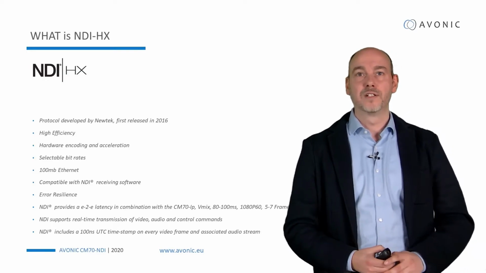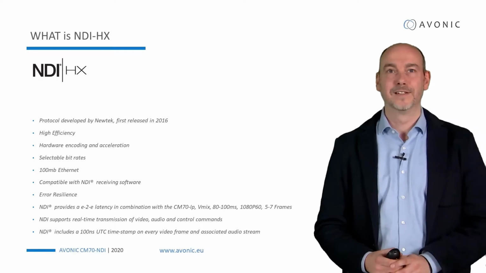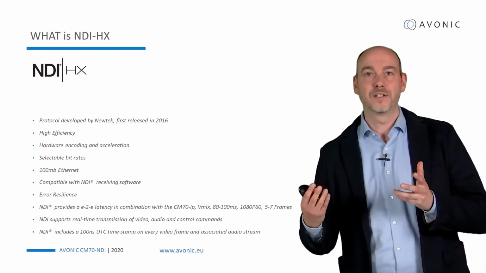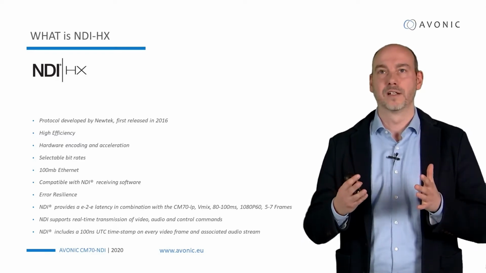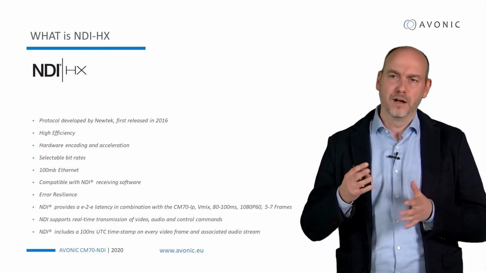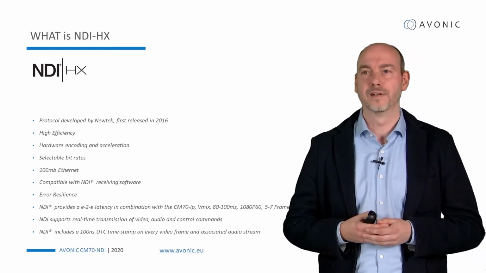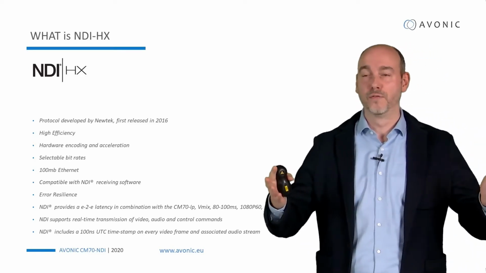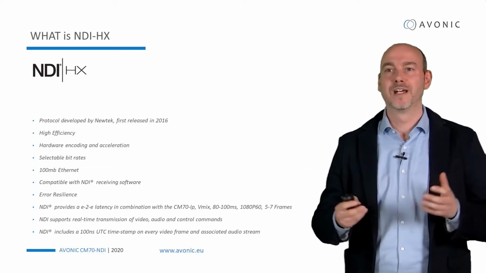And NDI provides an end-to-end latency, in combination with our CM70 IP and vMix, of about 80 to 100 milliseconds. So if you calculate that, that will be about 5 to 7 frames using 1080p 60 video, which is perfectly fine to use.